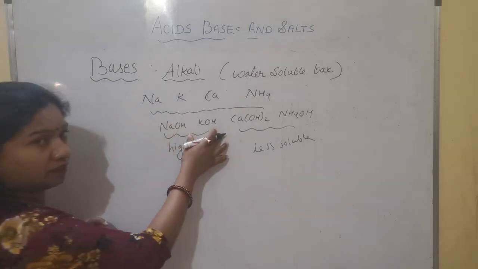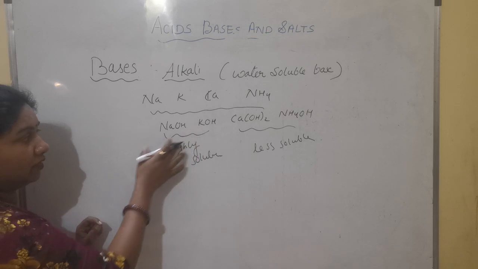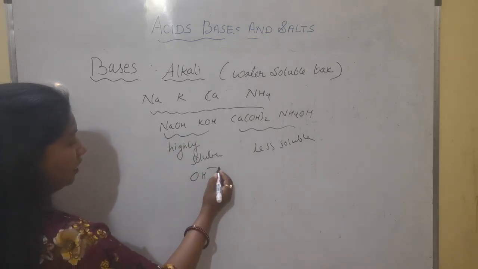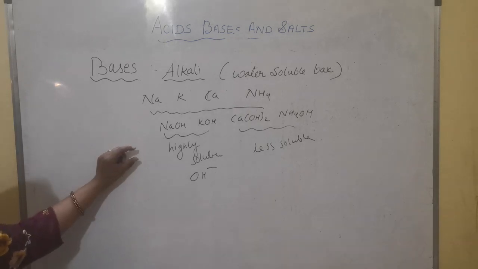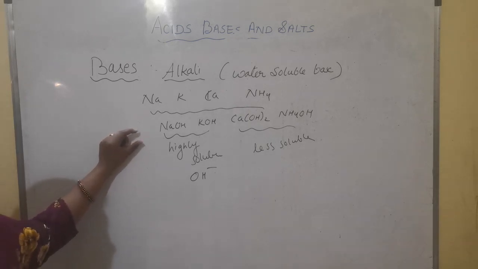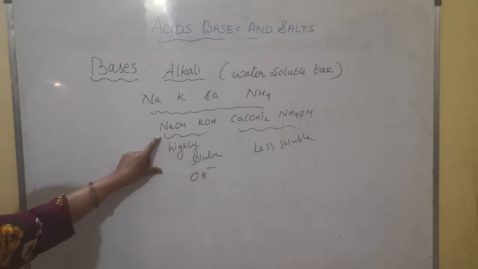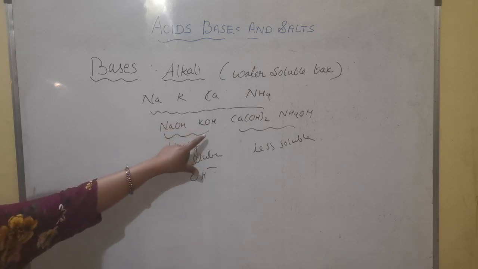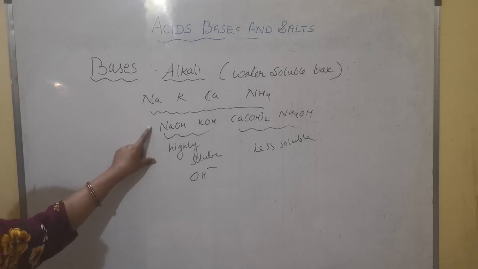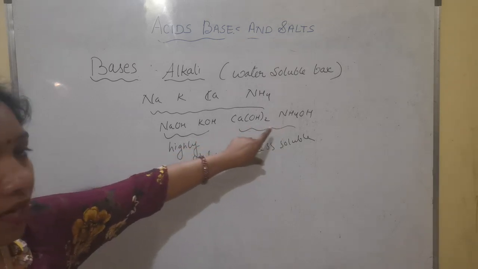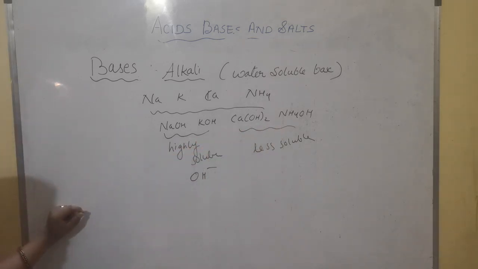Highly soluble means that in water, when ionized, it produces a high concentration of hydroxyl ion. We know that acids give hydronium ion and bases give hydroxyl ion. So on ionization, these two are strong bases. Why are they strong bases? When ionized in water, they give a high concentration of hydroxyl ion. These two are less soluble. The rest, if you think of any other base, they all are insoluble.